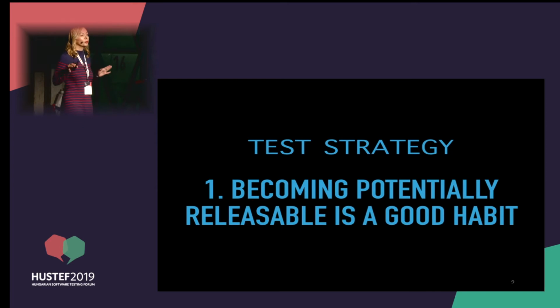And we are getting to the first point about a good test strategy. Becoming potentially releasable is a good habit. If you are able to finish testing in a sprint, then you have a controllable, repeatable testing process. It is not necessary that the team is able to do that for every sprint. But if your team is unable to do that for two or three or more sprints in a row, then it's not just that maybe the team is delivering less value than it could, but it's very hard to gauge how much work is needed to bring the product back to being releasable.